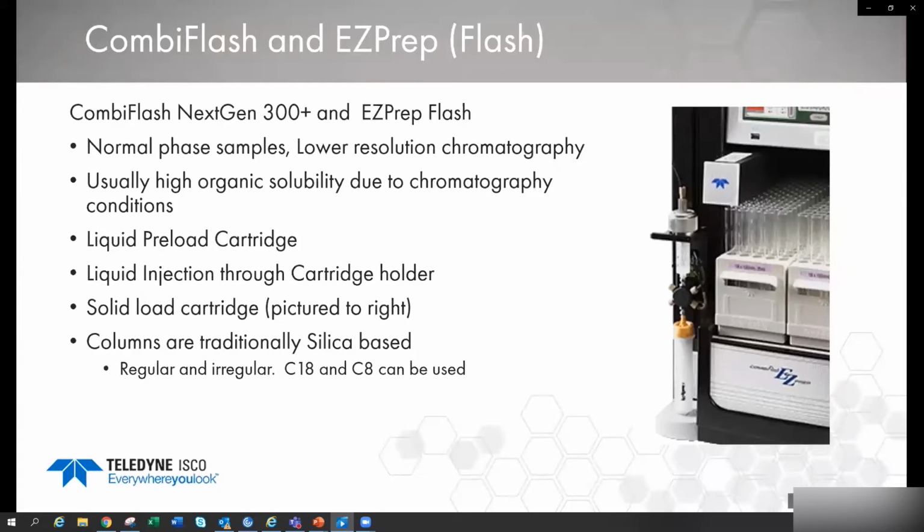Normal phase samples typically have lower resolution on the columns just because of the chemistry of the phase itself. Some of the benefits are that people can preload their cartridges with the liquid. They can also do solid loading cartridges, as we have right here on the right-hand side. So that's a sample loading cartridge that you can use to put a larger amount of material onto your column. The columns are traditionally silica-based, but we can use C18 and C8 on them as well.